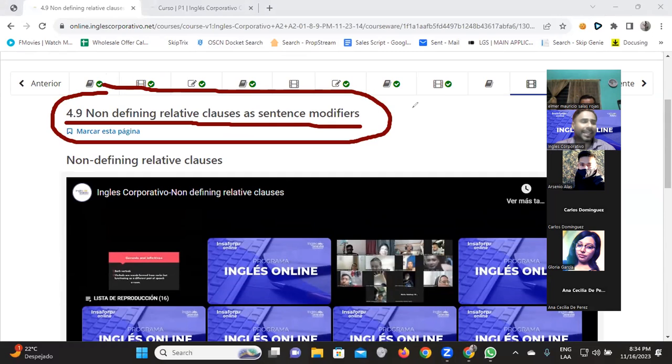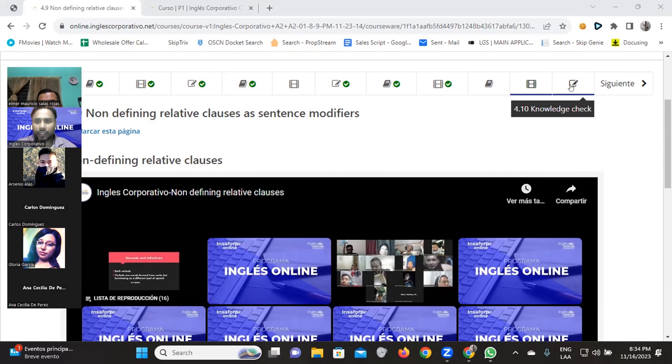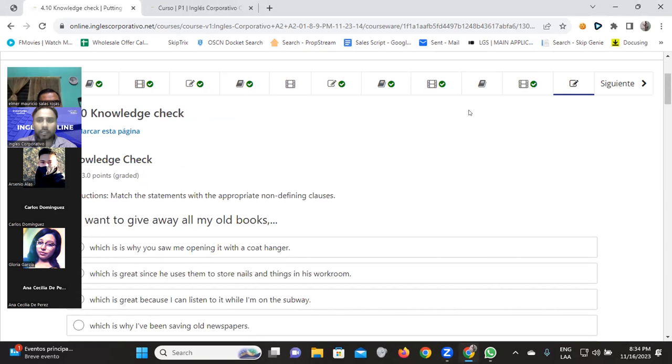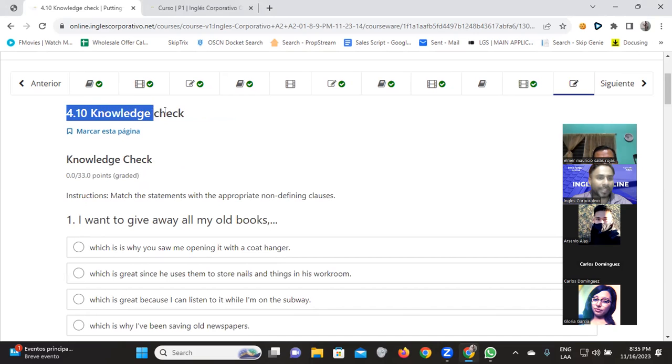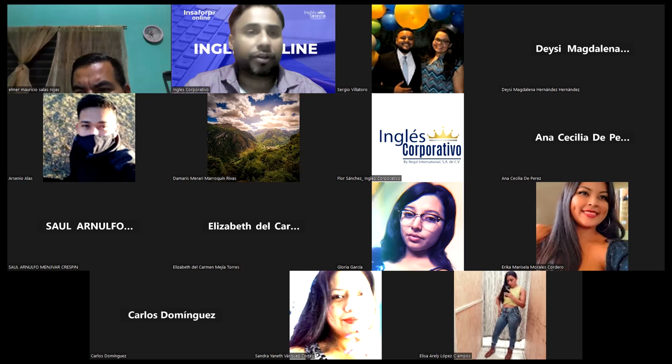Okay. All right. Let's go ahead and take a look at the following exercise. For the following exercise, we're going to look at knowledge check, which is section 4.10. Instructions: match the statements with the appropriate non-defining clauses.